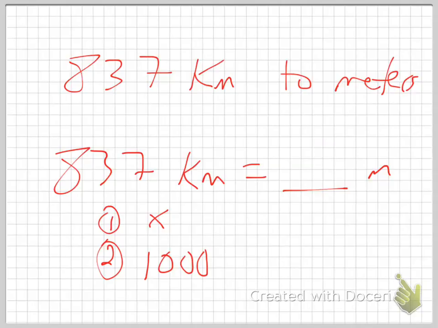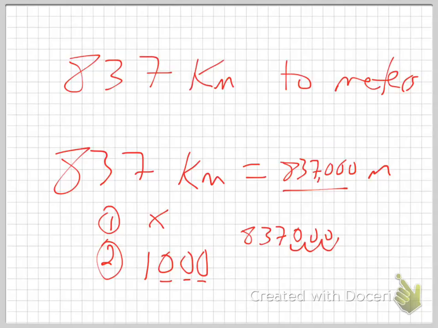You move the decimal. How many spaces? Why 3? Because I have 3 zeros. 1, 2, 3. Three zeros, move the decimal over 3 spaces. It's that simple. So you go 837, and then 1, 2, 3. 0, 0, 0. 837,000. Done. Make sense?